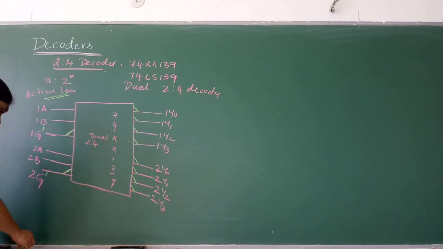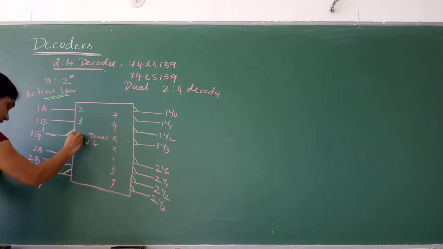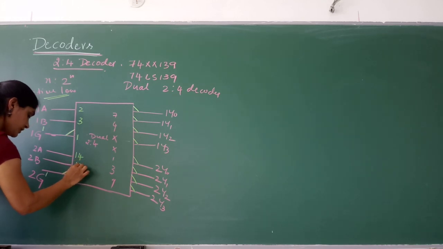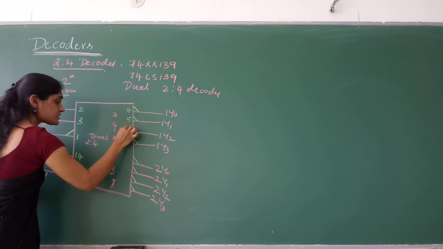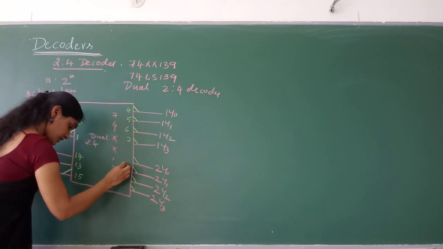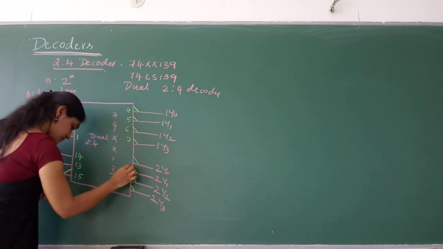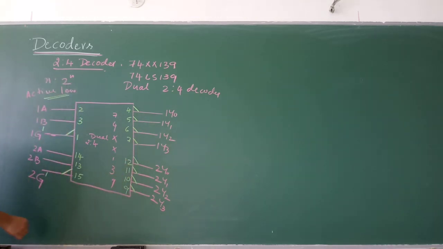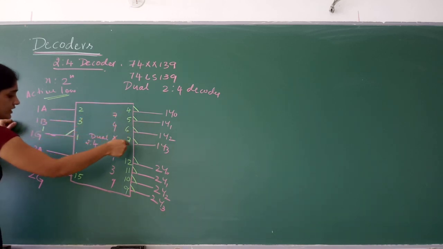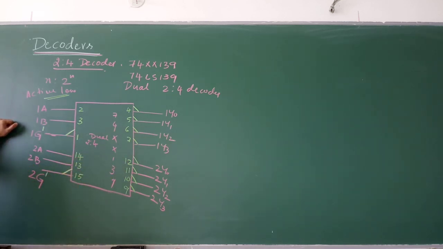And let me also write the pin numbers for this. This is pin number 2 and this is pin number 3. This is pin number 1. This is pin number 14. This is pin number 13. This is pin number 15. This is pin number 4, 5, 6, 7. Then this is 9, 10, 11, 12. 8 is the VCC pin. So 1, 2, 3, 4, 5, 6, 7, 8 is VCC, 9, 10, 11, 12, 13, 14, 15. So these are the pin terminals.